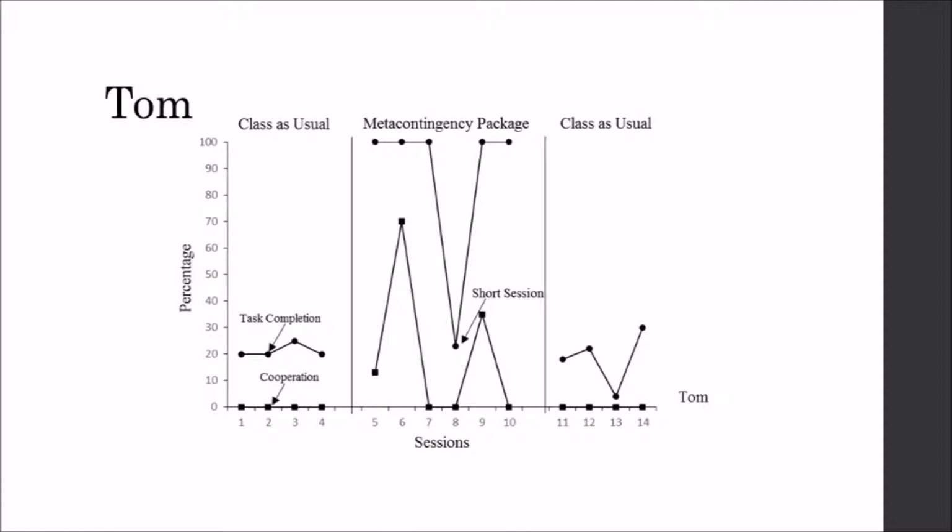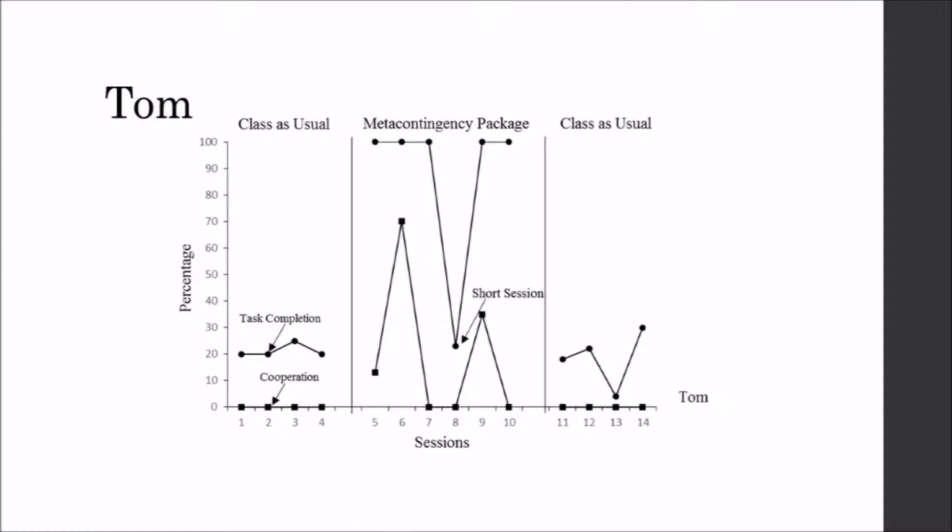For participant number 2, Tom, the x-axis demonstrates sessions and the y-axis demonstrates percentage. Closed squares is cooperation and closed circles is task completion. During class as usual conditions, Tom had low levels of task completion and no cooperative behaviors. Once the intervention package was introduced, task completion increased to a high magnitude of 100%.